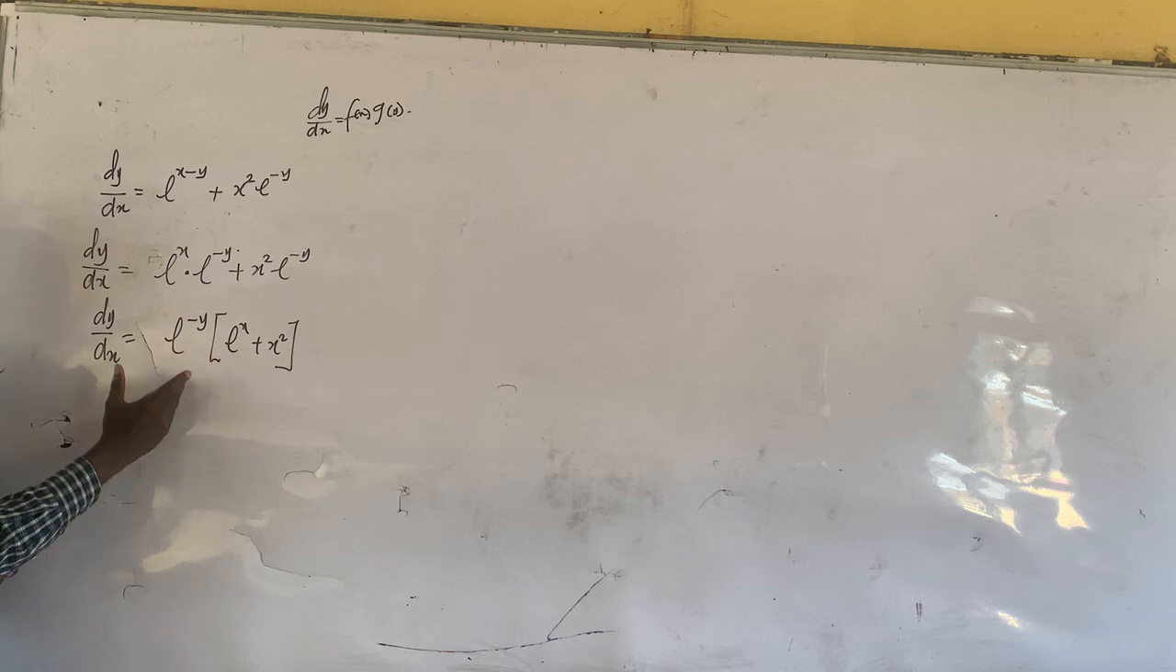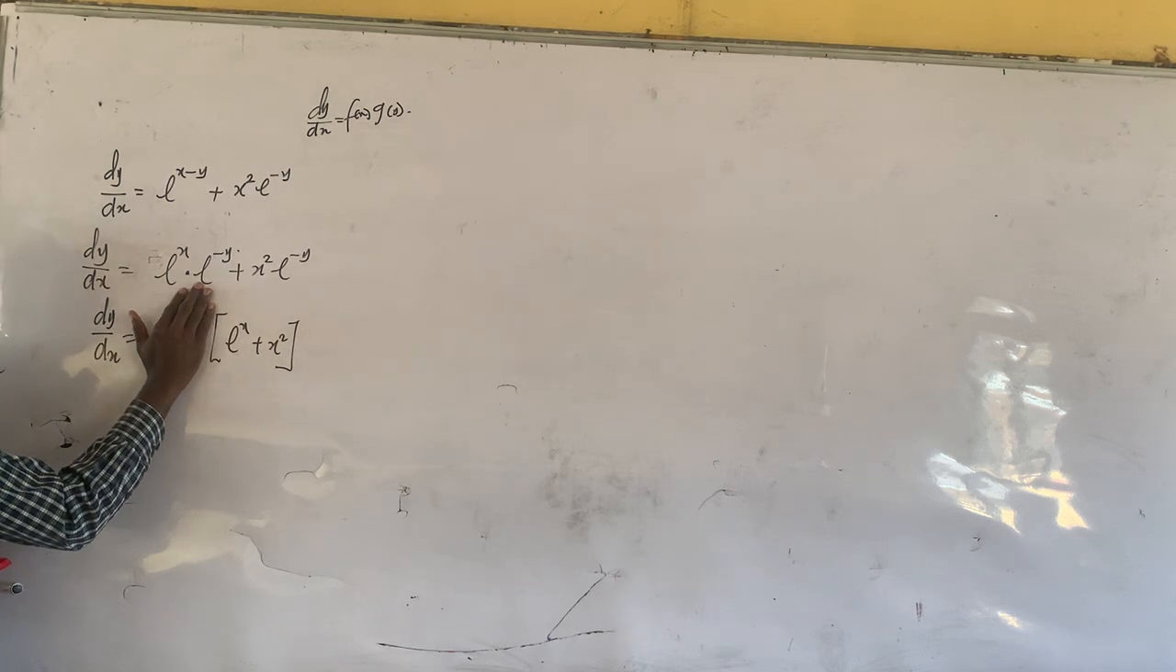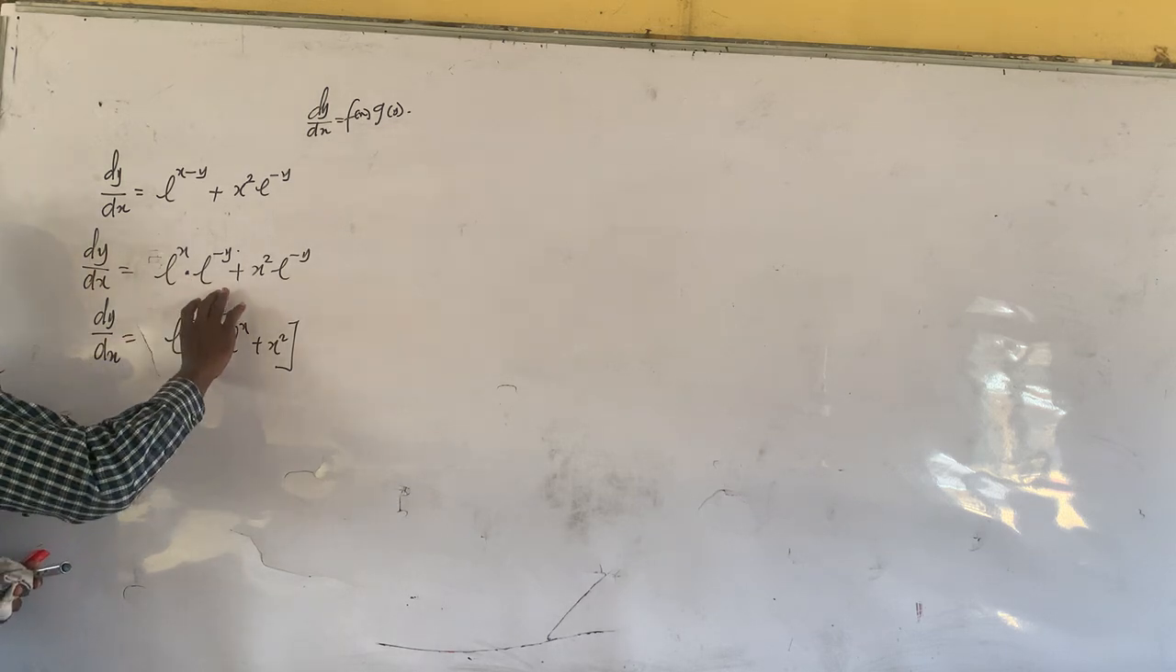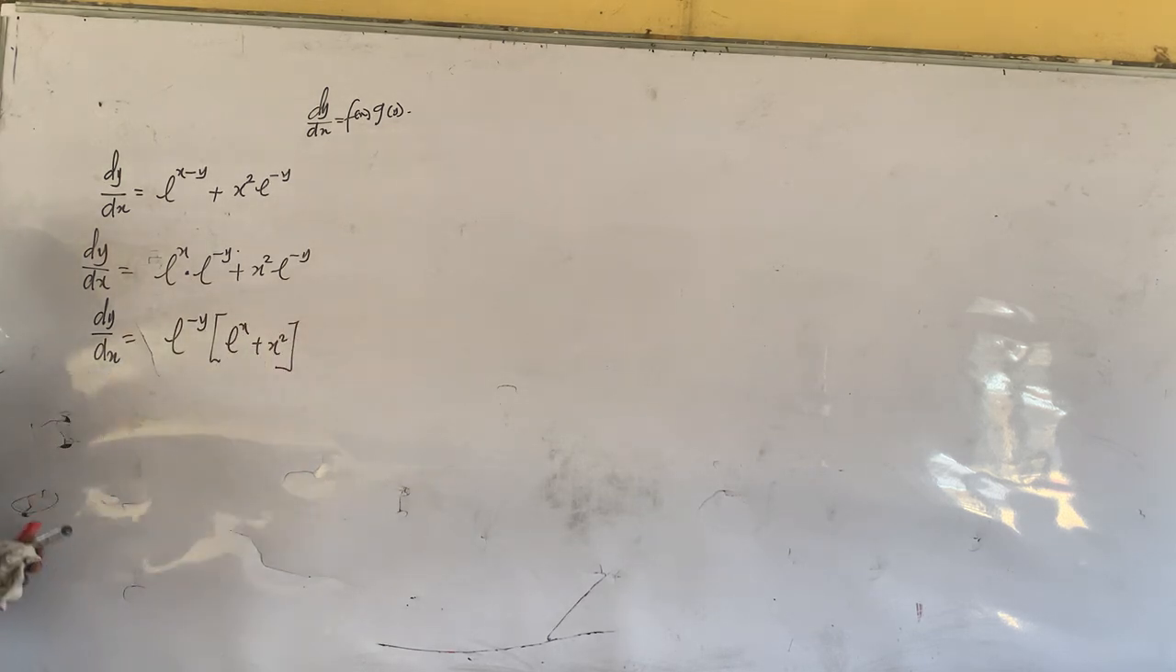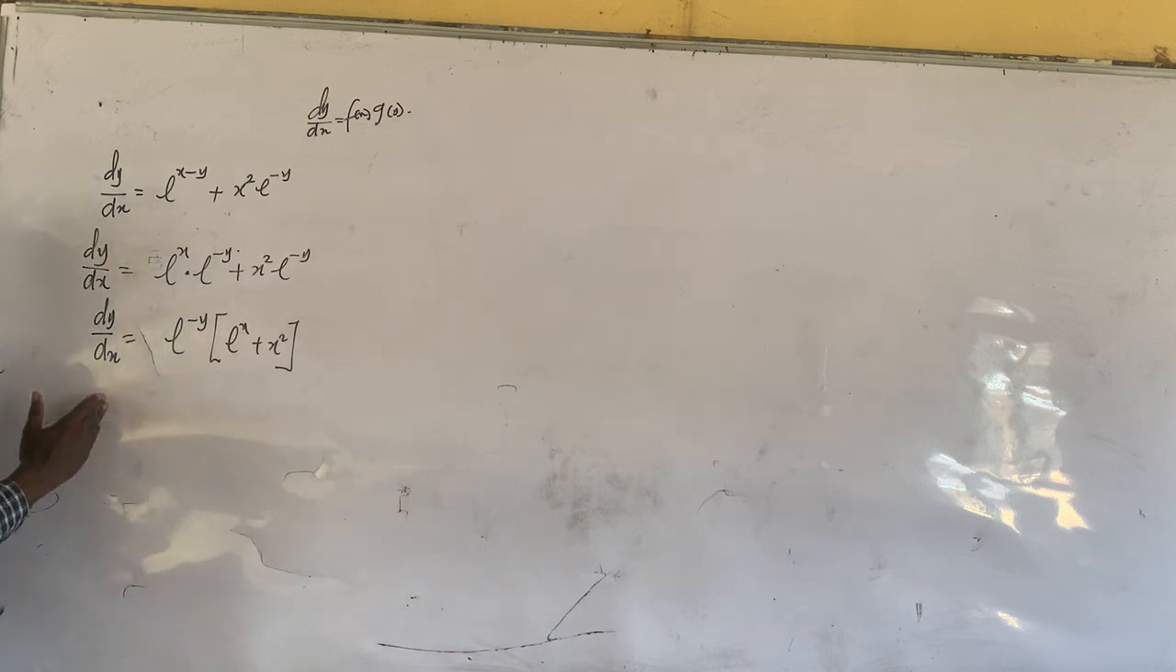Beautiful. All we can see is that all the expressions of y are standing separately, and all the expressions of x are separate too. Which means this is an example of a differential equation under variable separable.